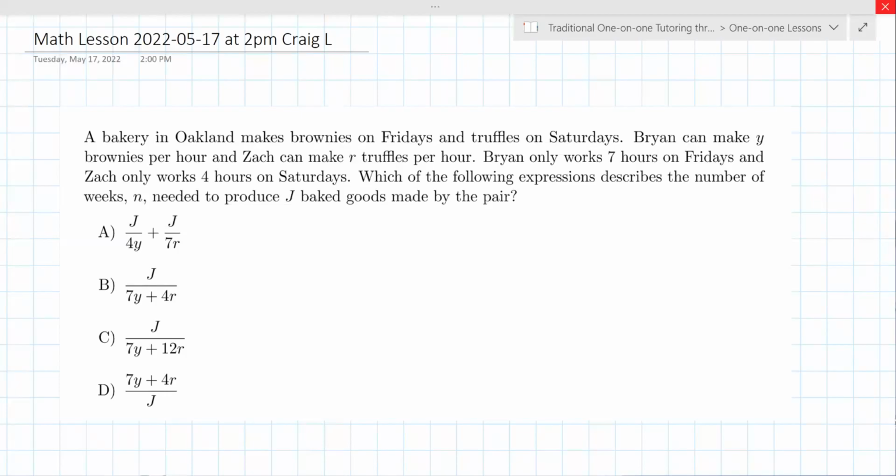Okay, I am sharing my screen now. So if you're seeing my screen, you should see a question, and I want your initial reaction to a question like this. What do you notice? What stands out?